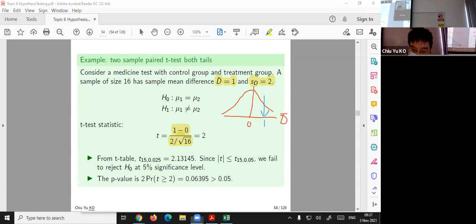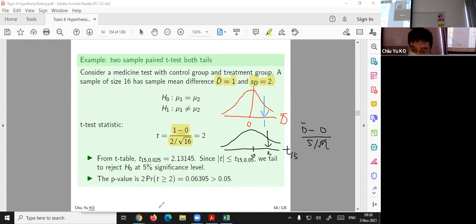The only question is that you transform it to T. This is 0 again. Transforming 1, you get 2. Why? T is D bar minus 0 over S over root n. It's 1 over 2 over root 16, so it's 2. Then you look at how many samples we have. It's 16, so it's T with 15 degrees of freedom.